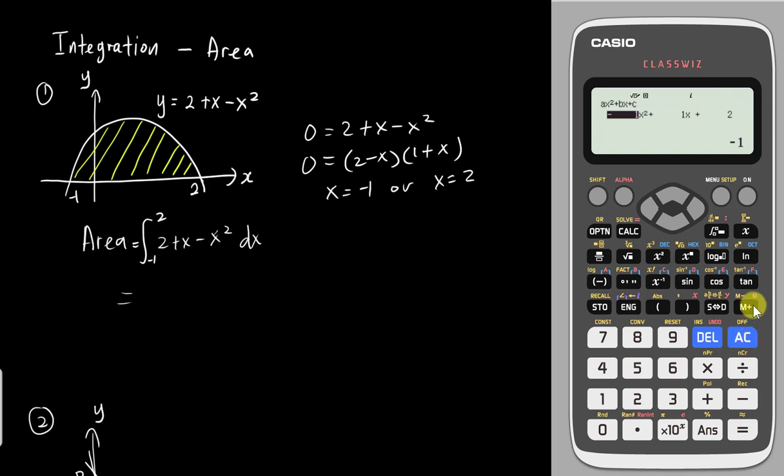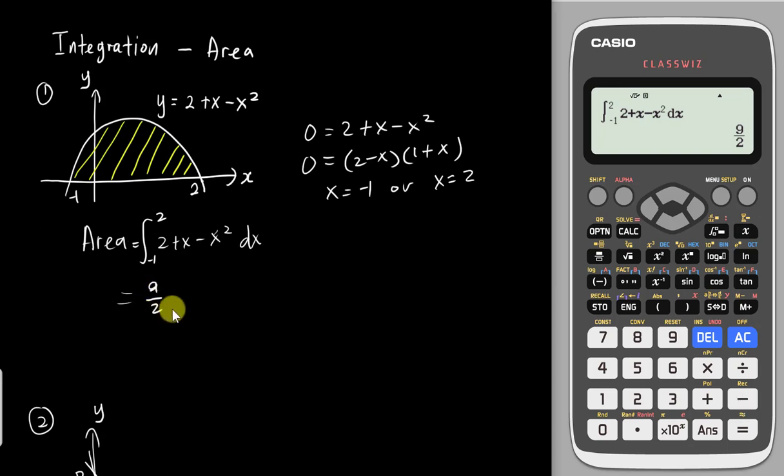So how are we going to integrate? We go back to the 1 here, and then we click the integration sign, and then we type 2 plus x minus x squared. Then we press next again to insert from -1 to 2. And then the calculator will tell me the answer will be 9/2.